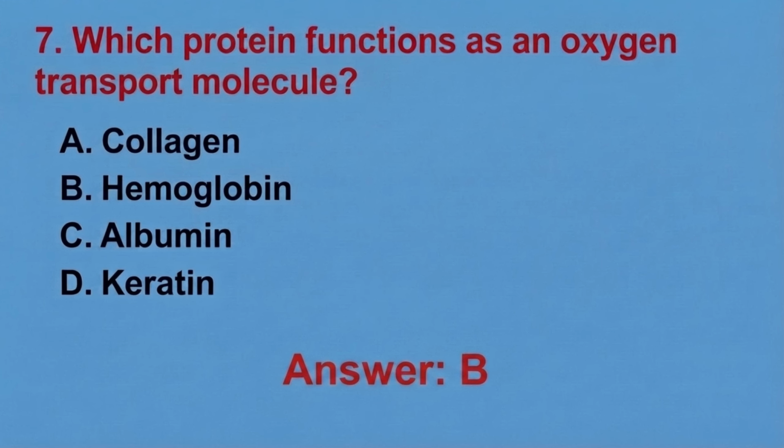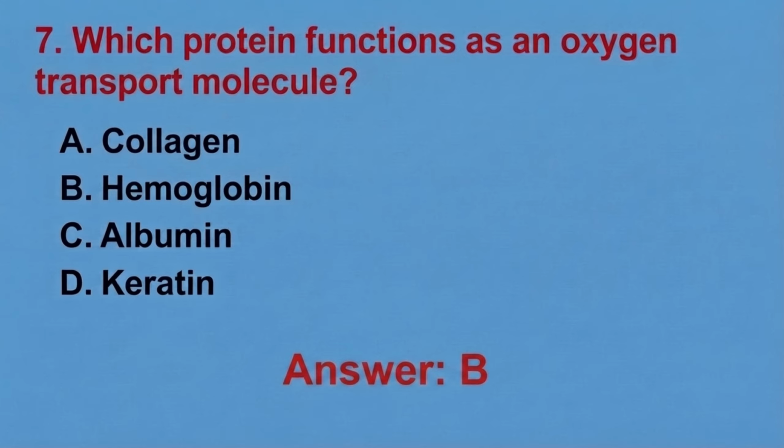We'll make another video to discuss the differences in detail, and also why other options are wrong on question 7. Option A, collagen, is a structural protein that provides strength to connective tissues such as tendons, ligaments, and bones. Option C is wrong because albumin is a plasma protein involved mainly in maintaining oncotic pressure and transporting various substances in blood.